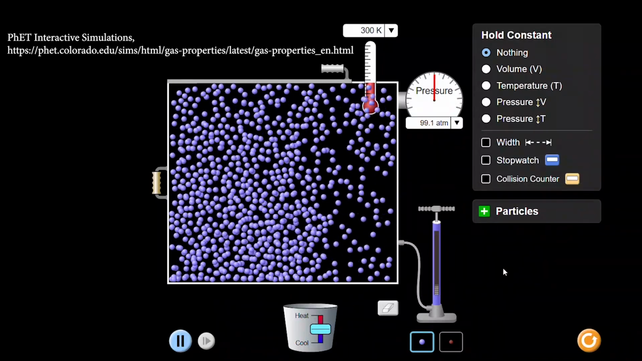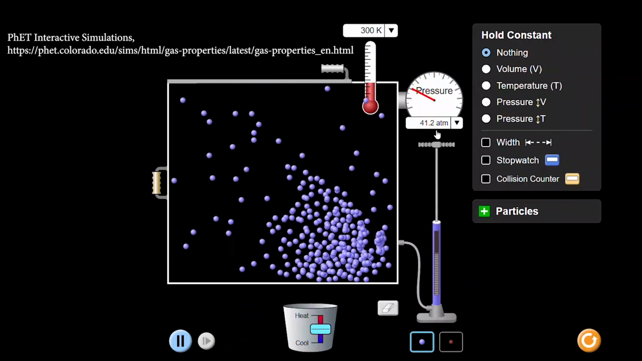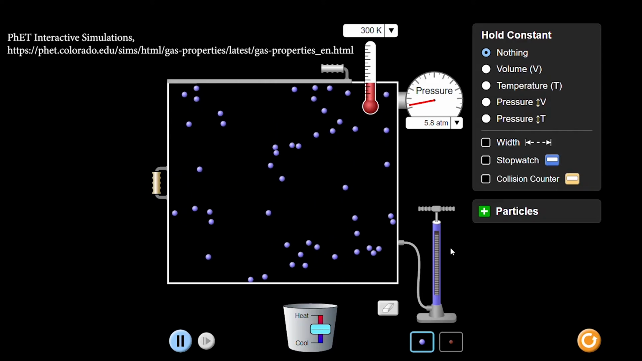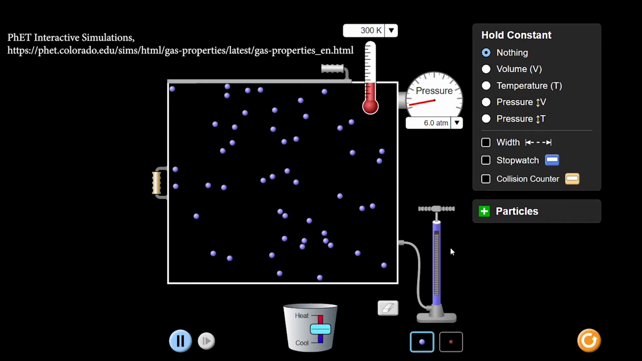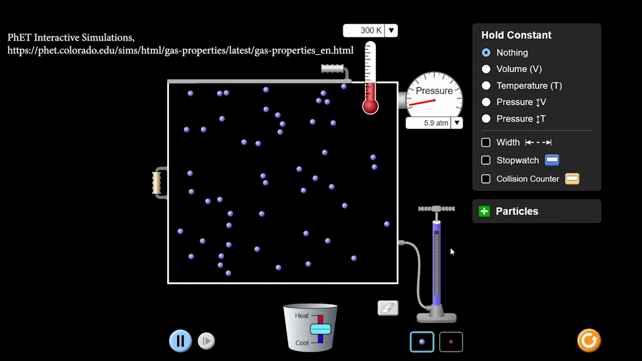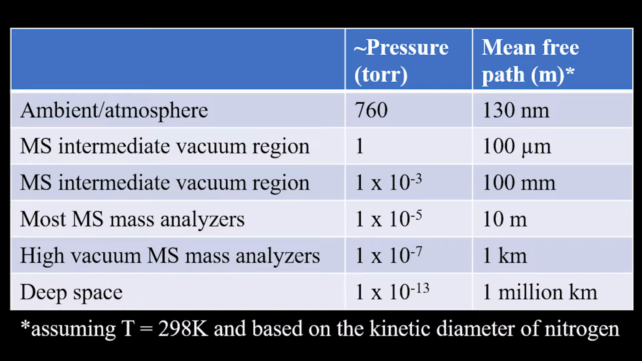But if we suck that gas out, if we make a vacuum, there we go, a lot fewer collisions, a lot less likely that our ions are going to hit each other, react with each other, neutralize our ions, or just have reactions we don't want. So let's look at this in more concrete terms.